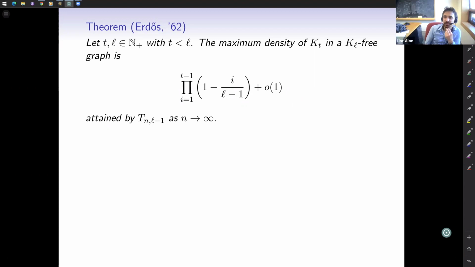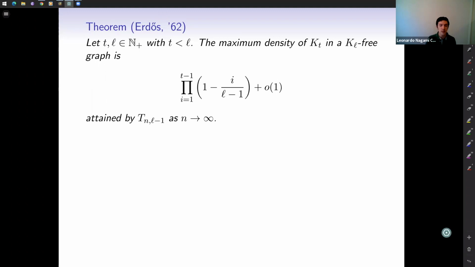But then density out of what? So now you take the number of K_T out of the number of K_T that you have in a complete graph? Exactly, which is n choose T. So density will always be normalized by the maximum possible that you would expect. So here it is normalized by n choose T.